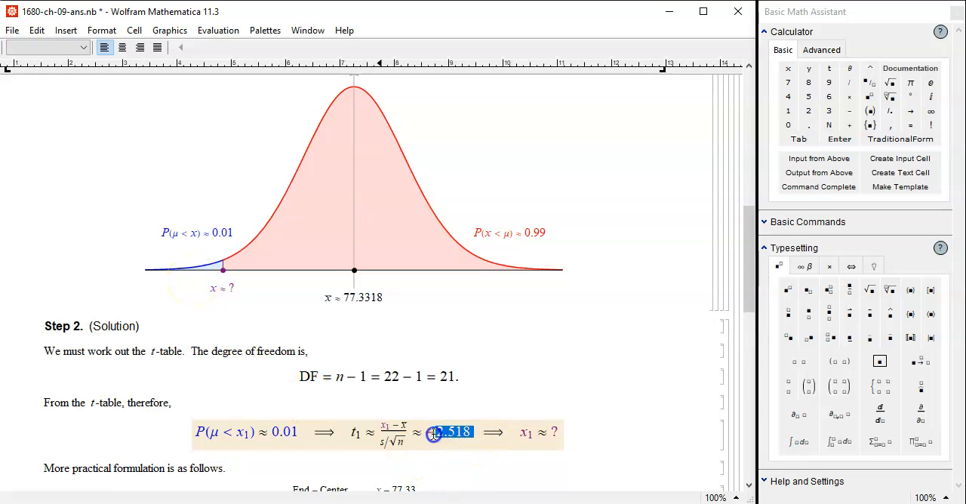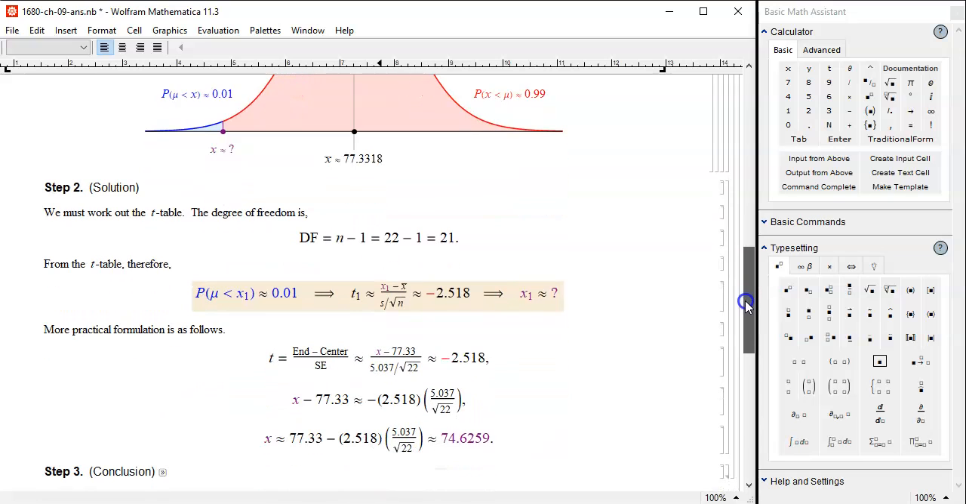Consequently, we need a sign change. That's why we have negative 2.518. I emphasize it in a different color here. Okay, we are all set. (x minus center) over SE is equal to the t-score.